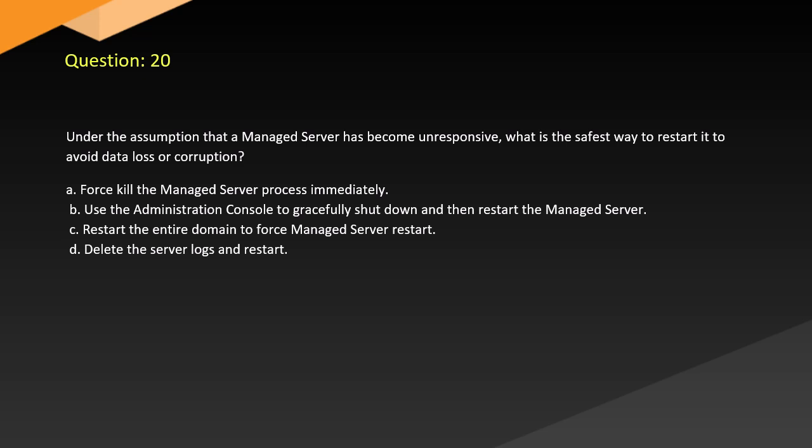Question 20. Under the assumption that a managed server has become unresponsive, what is the safest way to restart it to avoid data loss or corruption? A. Force kill the managed server process immediately. B. Use the administration console to gracefully shut down and then restart the managed server. C. Restart the entire domain to force managed server restart. D. Delete the server logs and restart.